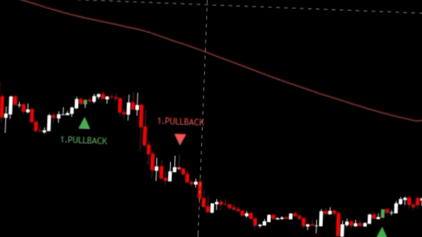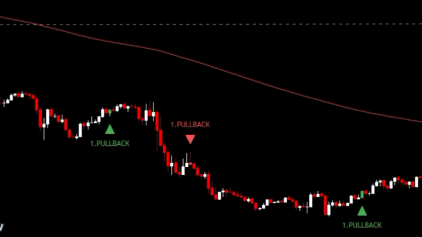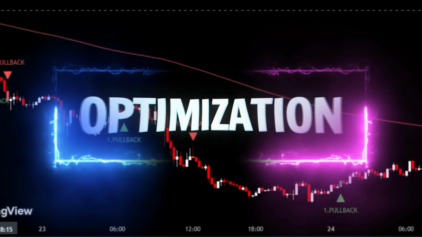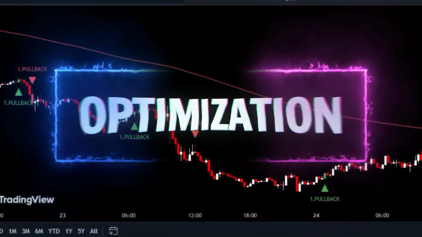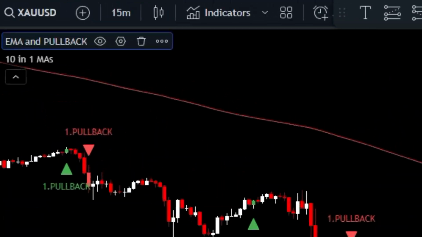Now, let's fine-tune this baby to match your trading style. Don't sweat it, it's a piece of cake. Just play around with the settings and make the most out of those market trends.